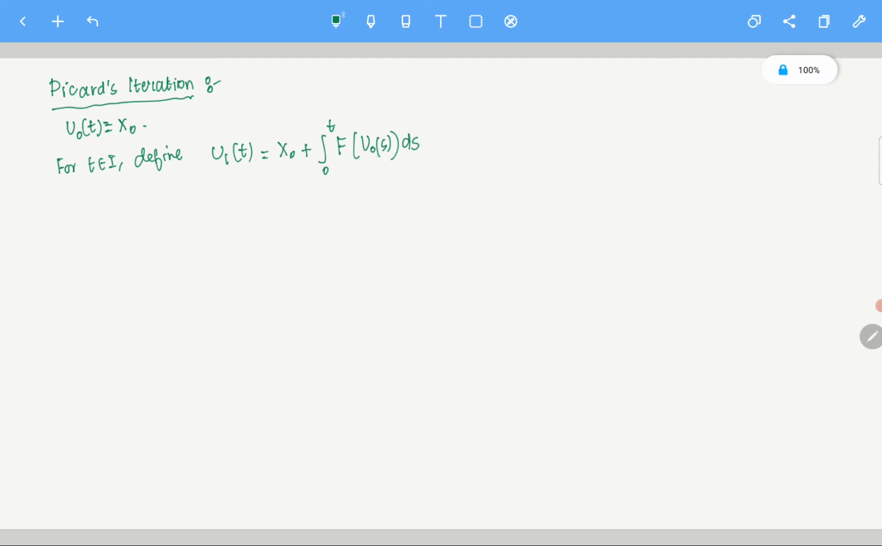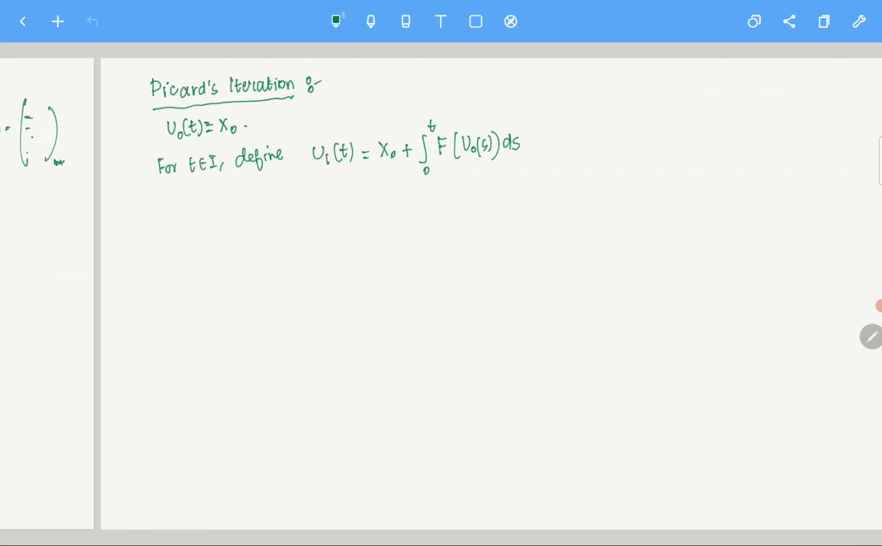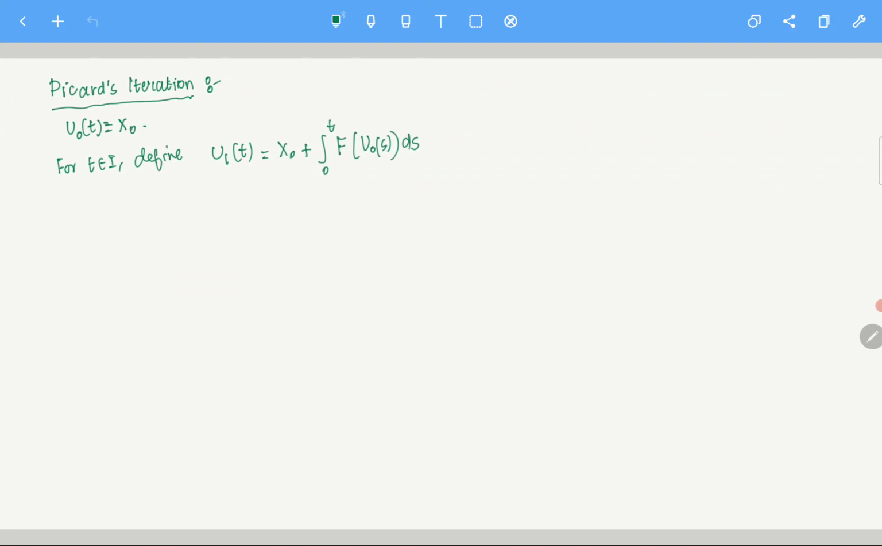Now, you remember from the integral equation, for x1 I am taking f of x naught, for x2 I will take f of x1, so basically xn I will take f of x n minus 1. So I have information on the just previous iterate, u naught. I will just use that u naught and define a new u1. That's what I am going to do.